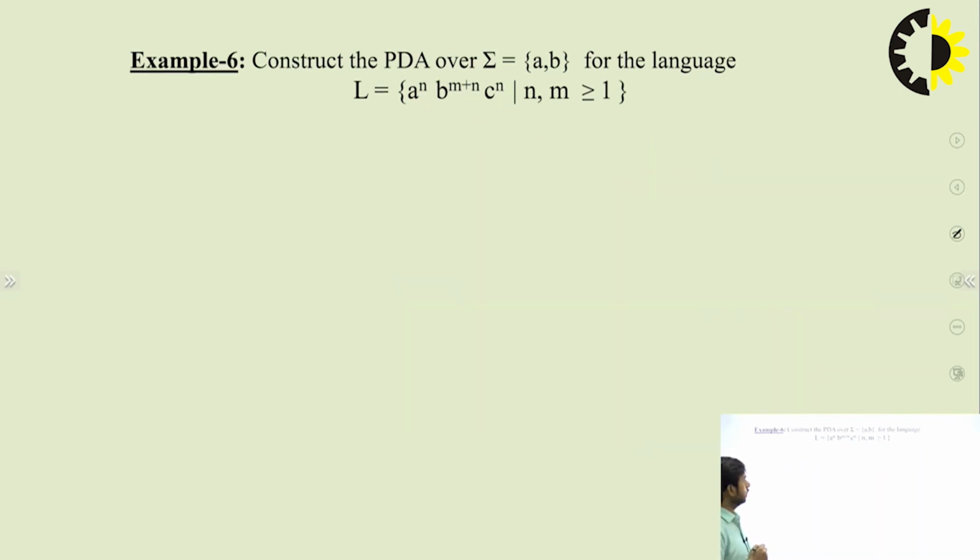Right. Now construct the PDA for the given language, that A raised to power n equal to B raised to power m plus n, and it is C raised to power n. Now there is a comparison between A raised to power n and C raised to power n. We construct the PDA for that. Here number of A equal to number of C and it is B raised to power m plus n. There is no relation. It is similar to this example.